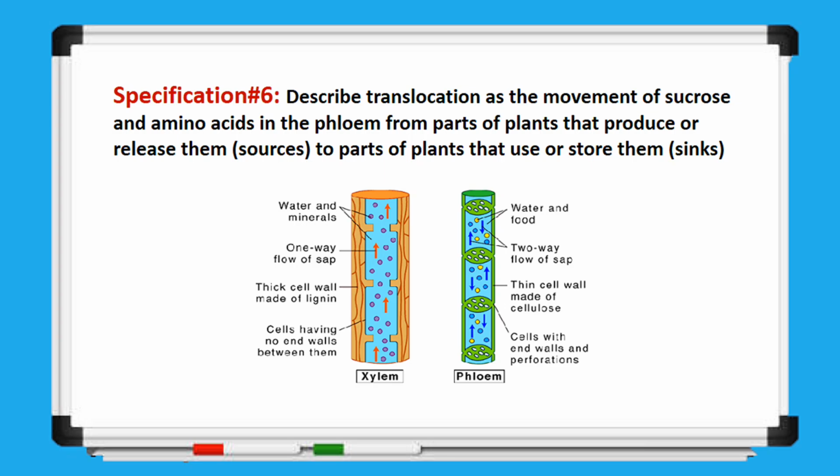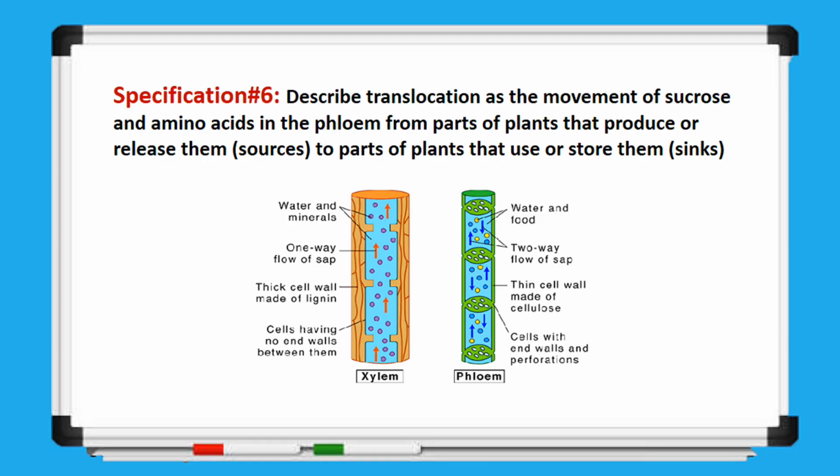Then, moving on to specification number 6, it says, describe translocation as the movement of sucrose and amino acids in the phloem from parts of plants that produce or release them, sources, to parts of plants that use or store them, called sinks. So here, we're looking at two different transport systems in plants, the xylem and the phloem.